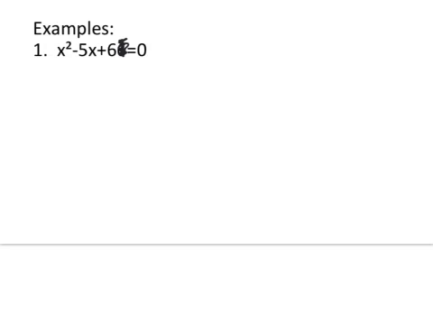Alright, so you should start your problems by making sure that your equation is set equal to 0, which it is, and that it's in descending order, which it is. Then we can go ahead and start by labeling a, b, and c. A is going to be this first number in front of the squared term, so in this case it's a 1.